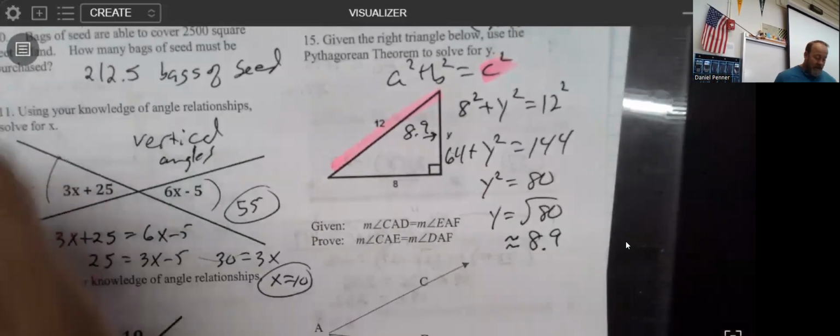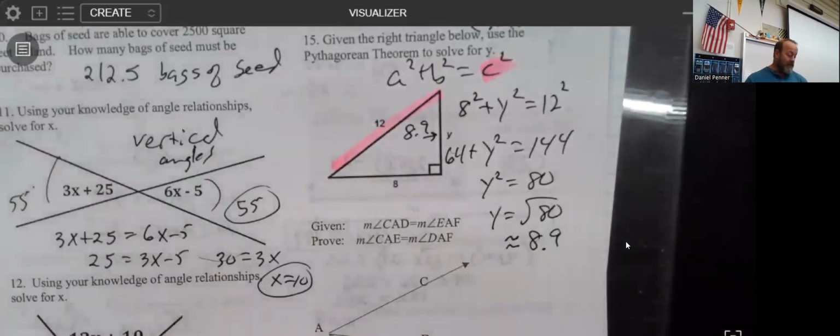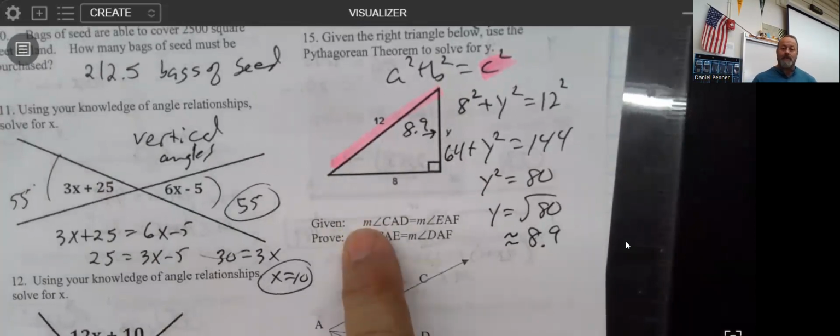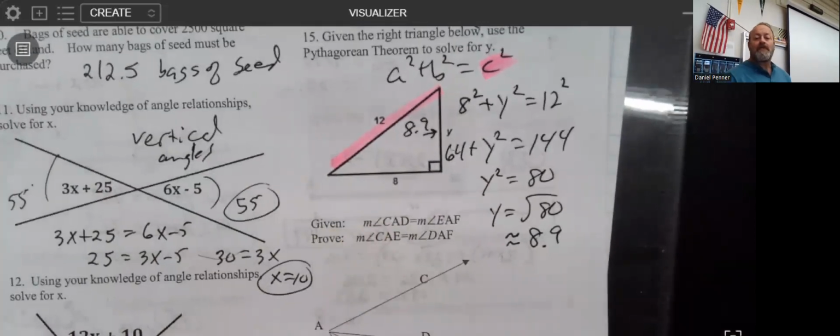So that kind of finishes up through number 15, and I'll have a separate video on this last problem, which is the proof. I'll see you back here for that one later.